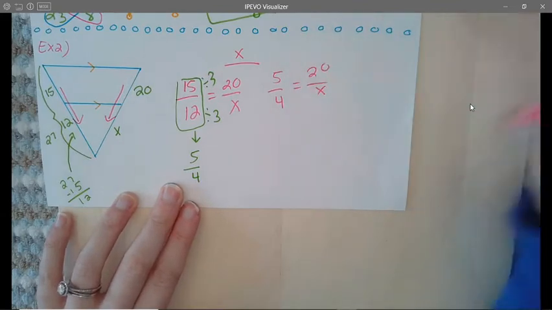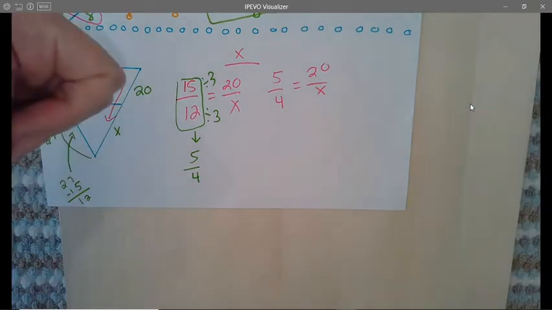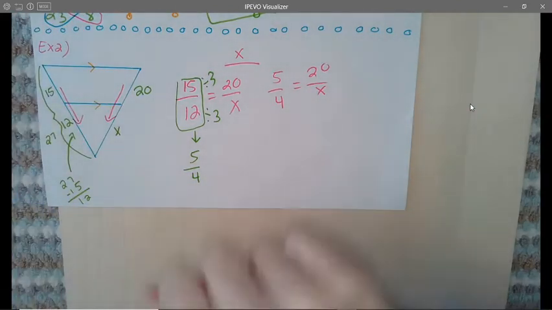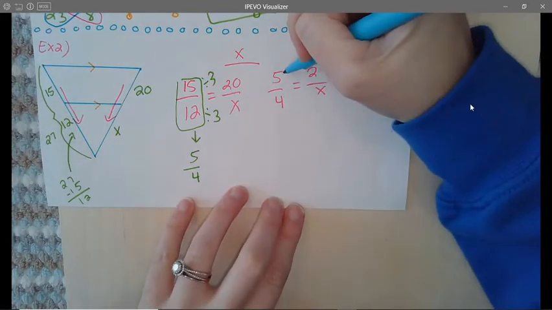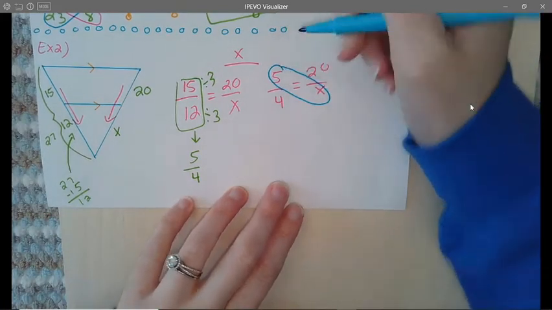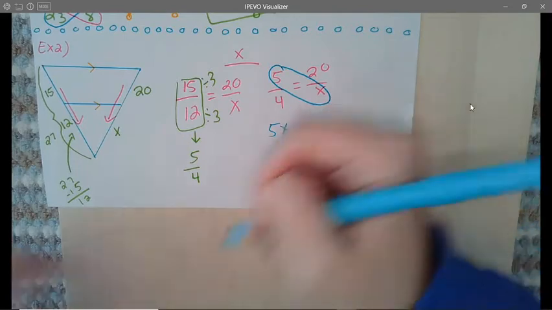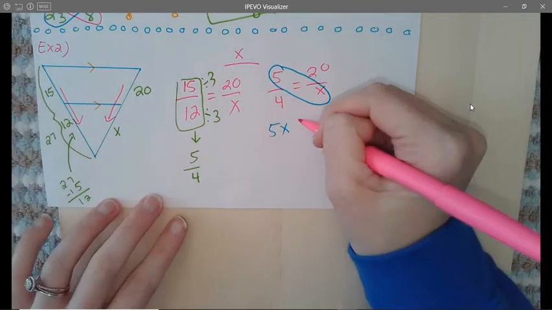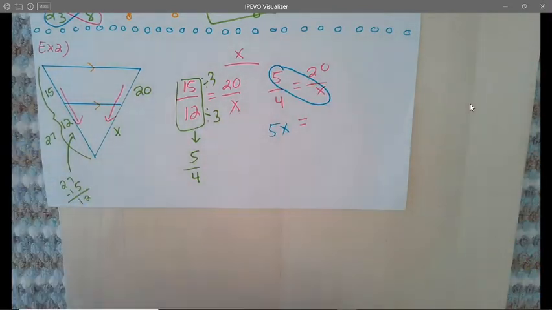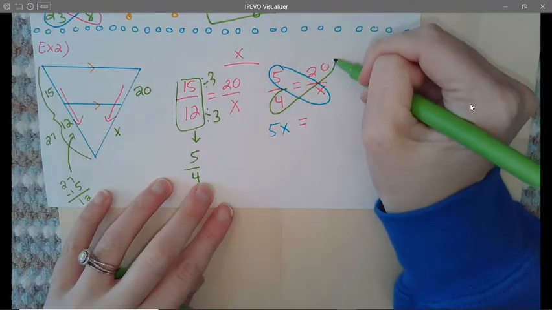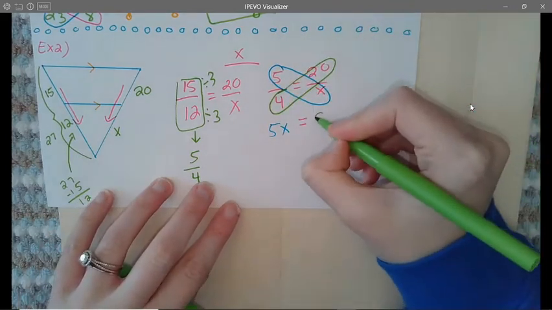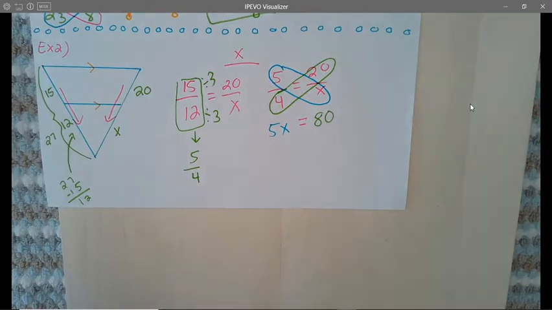And then from here, we just solve for x. So let's get going. Cross multiply time. Let's go. 5 times x is 5x, and that will equal 4 times 20. 4 times 20 will give me 80. And then from here, I just solve for x.